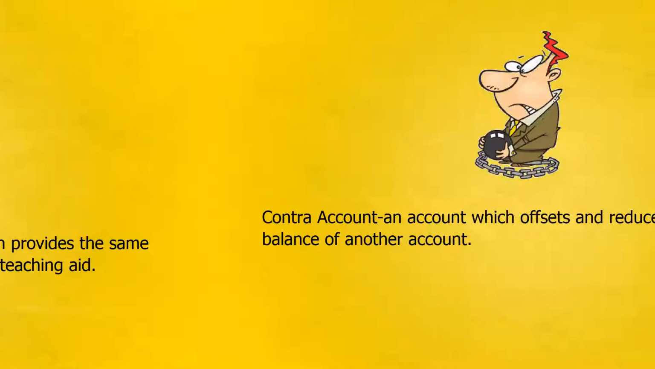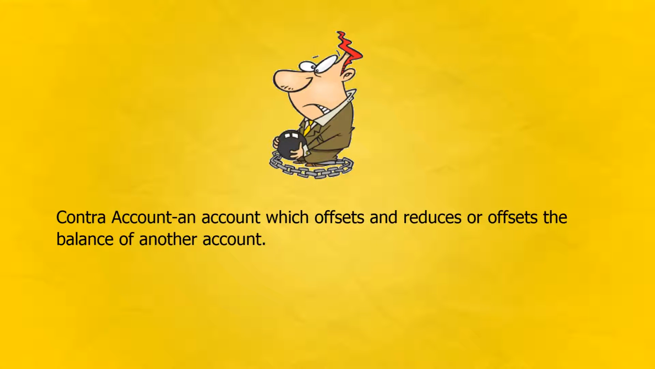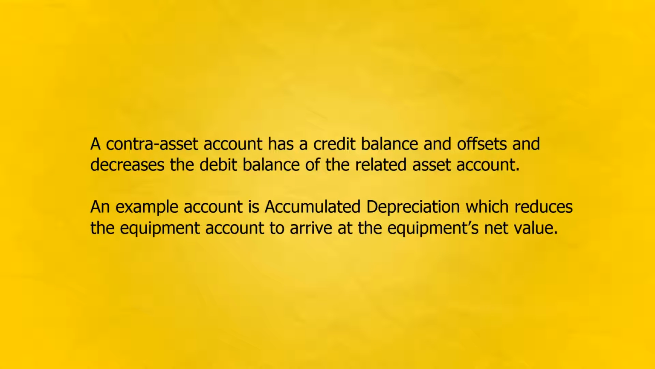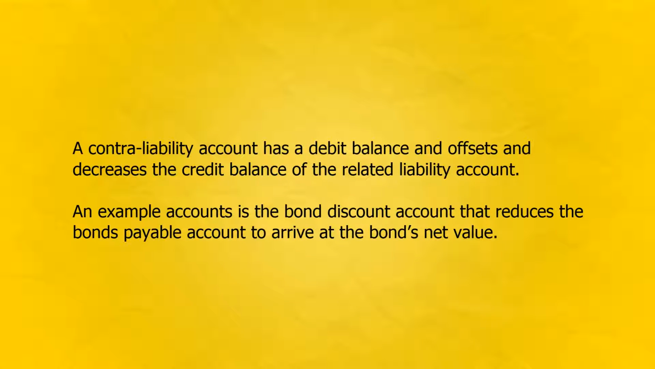Contra account: an account which offsets and reduces the balance of another account. A contra asset account has a credit balance and offsets and decreases the debit balance of the related asset account. An example account is accumulated depreciation, which reduces the equipment account to arrive at the equipment's net value. A contra liability account has a debit balance and offsets and decreases the credit balance of the related liability account. An example account is the bond discount account that reduces the bonds payable account to arrive at the bond's net value.